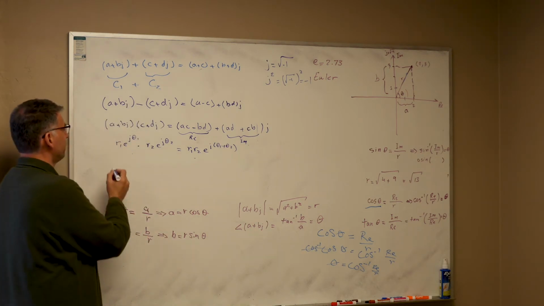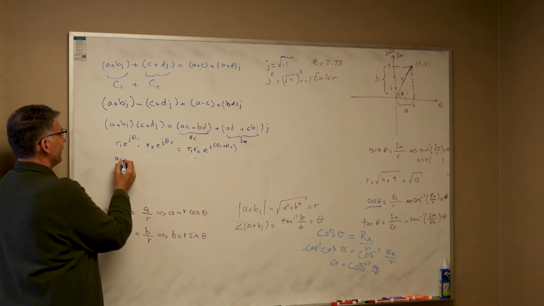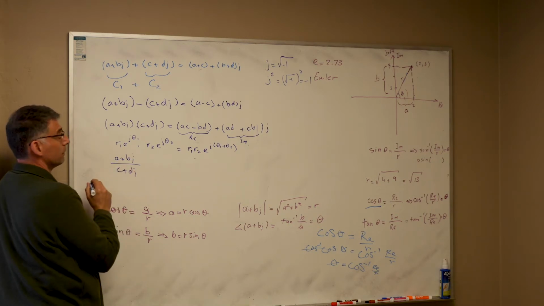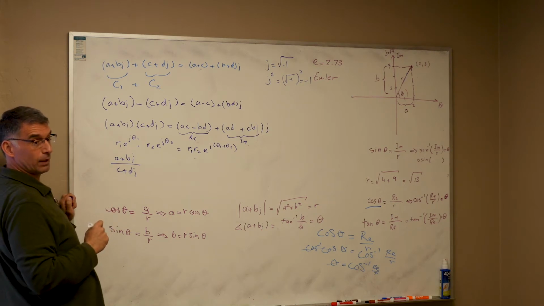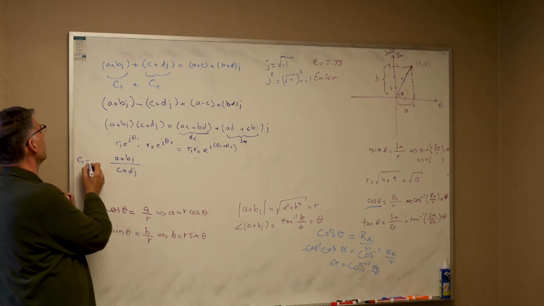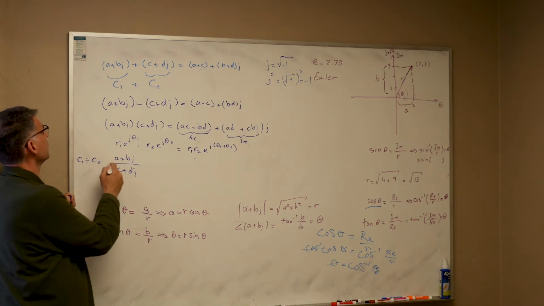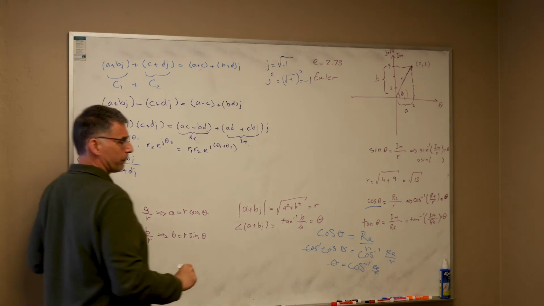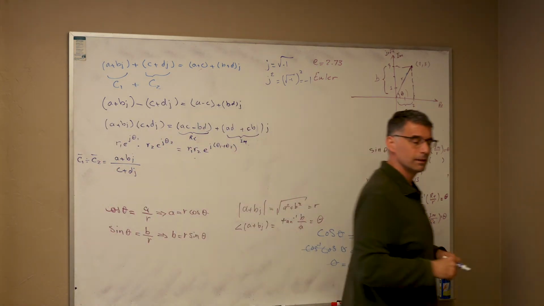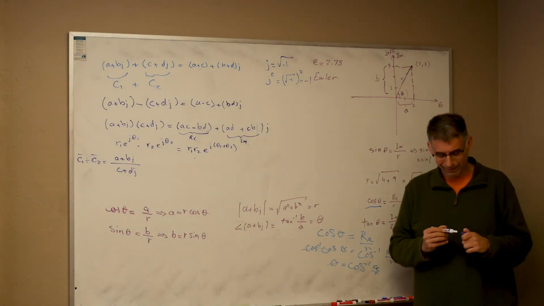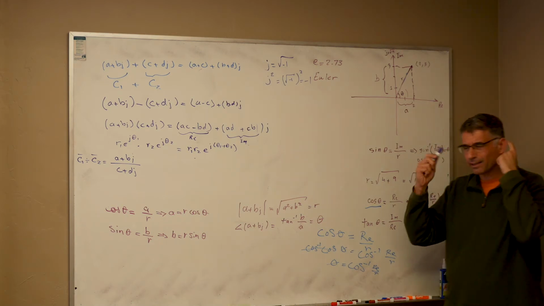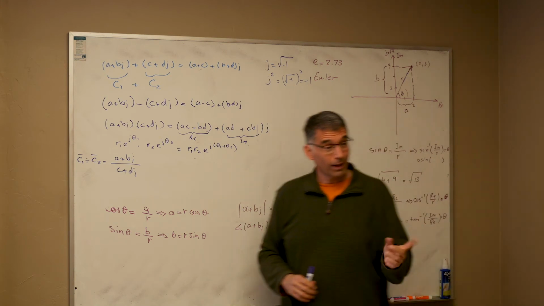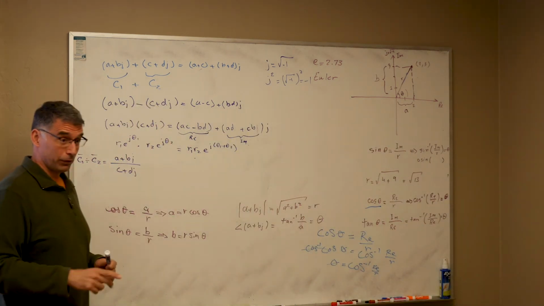Alright, so last one left. Who wants to attempt this? A plus bj over c plus dj. So now we're dividing two complex numbers, right? This is c1 divided by c2. Okay, so we're doing this. So, let's do it the easy way first.